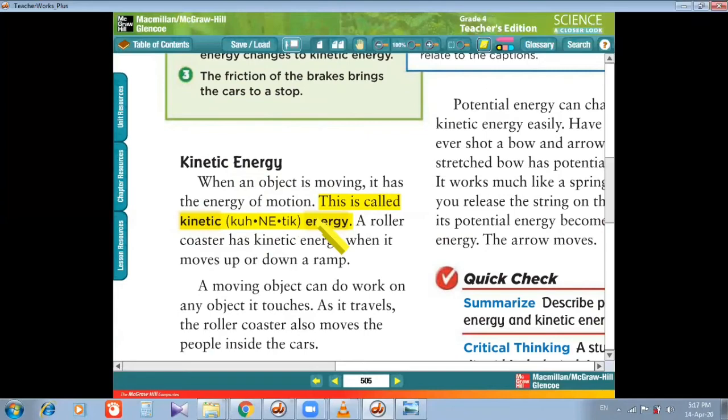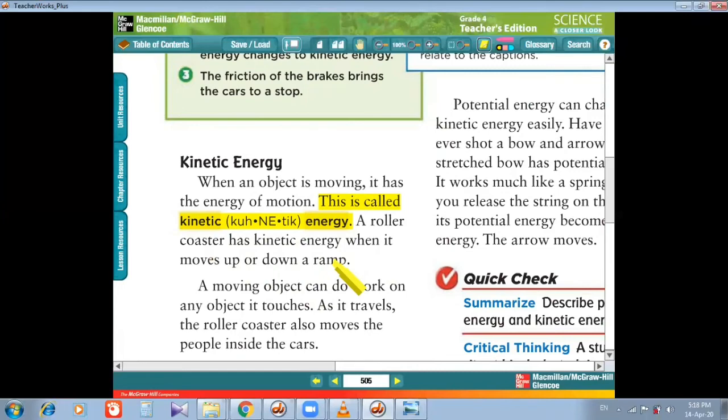Potential energy is stored energy. Now when the object is moving, it is using that energy. The potential energy is converted to kinetic energy. So we say the energy of moving objects is called kinetic energy. A roller coaster has kinetic energy when it moves up or down on a ramp. When it is moving up or moving down, it is in motion.